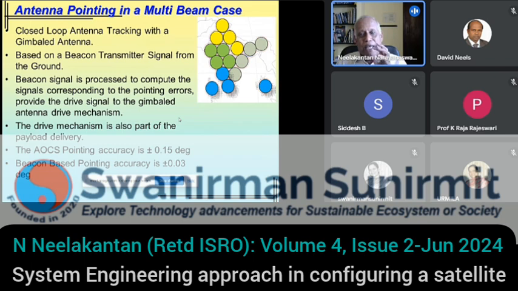If you have a very narrow beam antenna pointing, it requires much better beam pointing, and therefore a closed loop antenna tracking with a gimbaled antenna is employed. The reference for this closed loop antenna tracking is through a beacon from the ground. The pointing accuracy which one can achieve with beacon based pointing is plus minus 0.03 degrees, as against the onboard electronics based AOCS pointing, which is almost 5 times that.